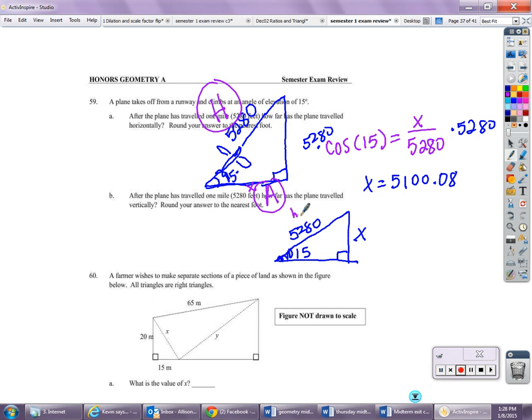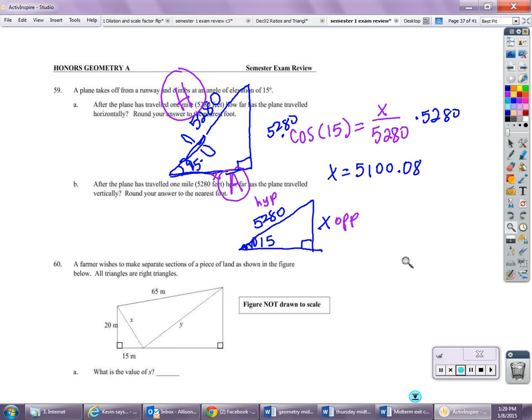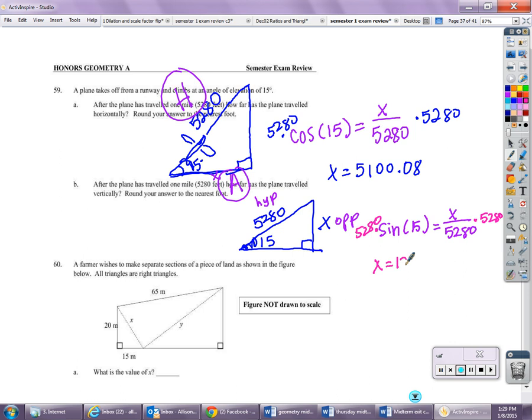Across the 90, there's my hypotenuse. Across the angle, this is my opposite. So in this case, sine wins. So sine of the angle, 15, equals opposite over hypotenuse, 5280. Multiply both sides by 5280. Alright, so we got 5,280 times the sine of 15. Enter. I got x to be 1,366.56.